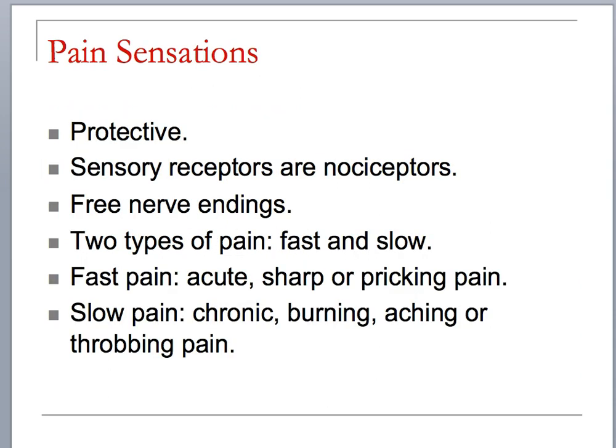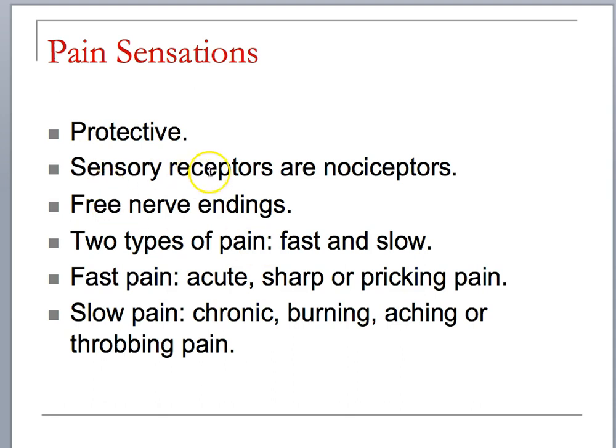Pain sensations, well, obviously these are protective. Nobody's going to tell you that pain is a pleasant thing, right? You move away from it, which is ultimately the goal. So you have sensory receptors that are nociceptors, and these are free nerve endings, and they have types of pain which are both fast and slow. Fast pain can be acute, sharp, and or prickling pain. So that's another piece of information.